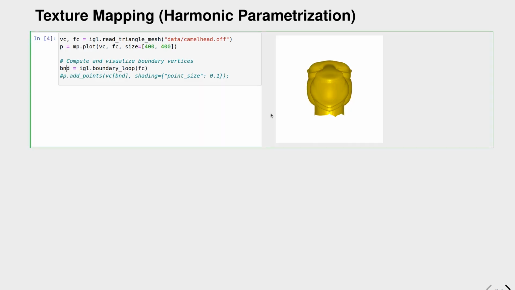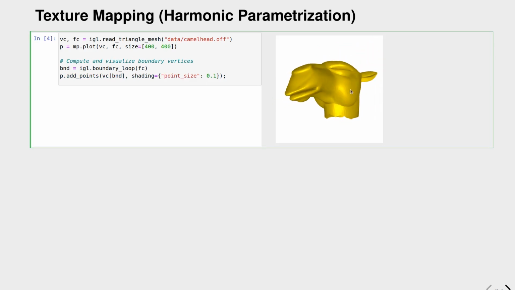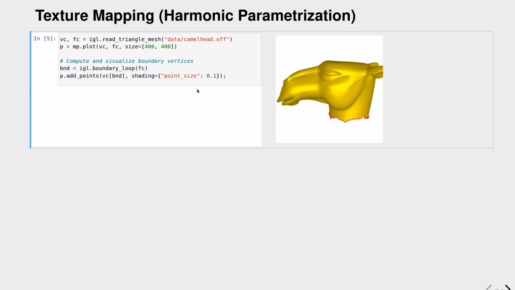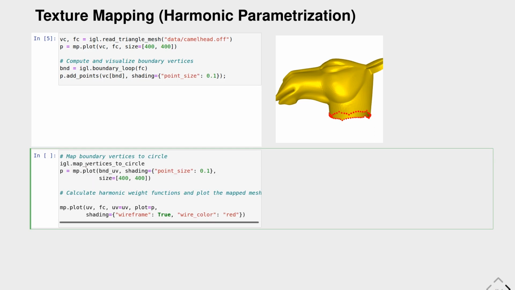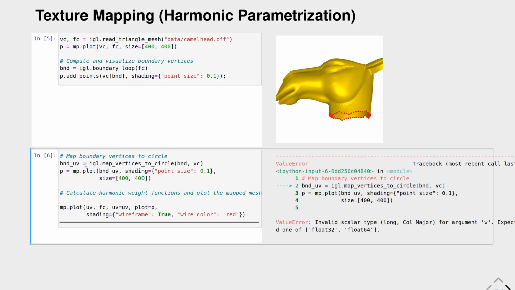If we call this, we have the indices in this variable, and we can now add points to visualize and see if these are actually the right boundary vertices here. And as these are indices here, we just use them to index into our vertex coordinate array and add those as points. And if we do this, we see that we just selected all points on the boundary. So once we have selected these points, we need to map these points or vertices onto a circle. For this, we can call the function igl map vertices to circle, and we just hand in the boundary vertices as well as the vertex coordinates. And now we get back the positions of these vertices on the circle.